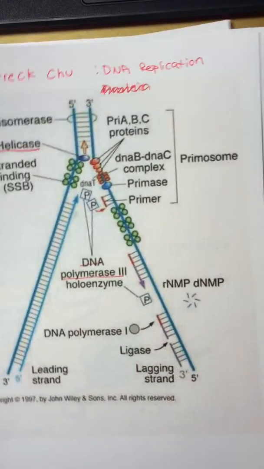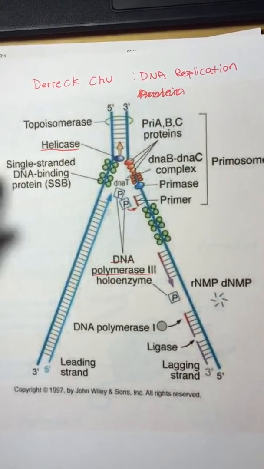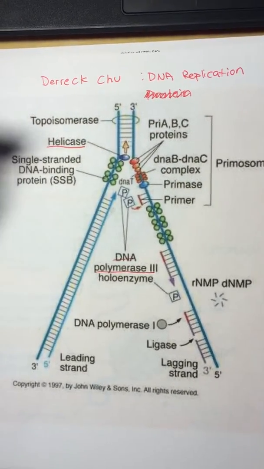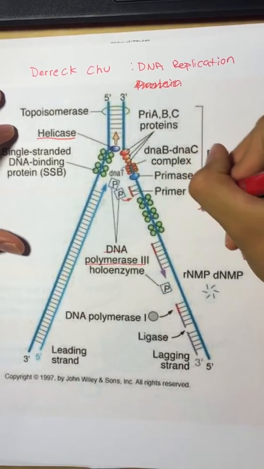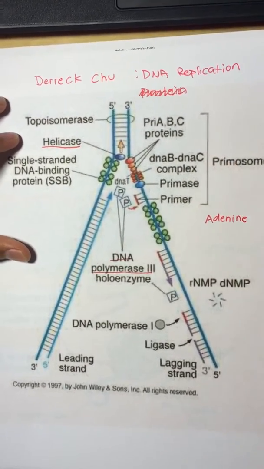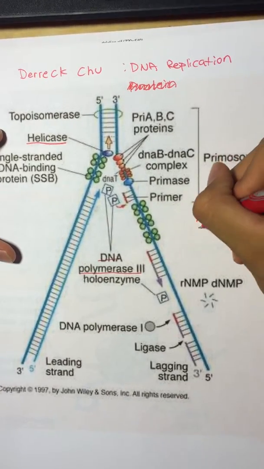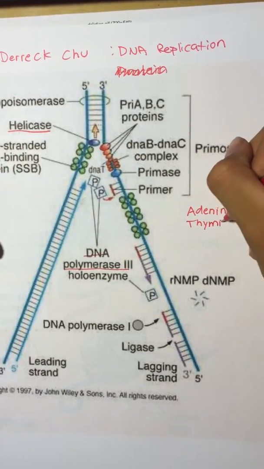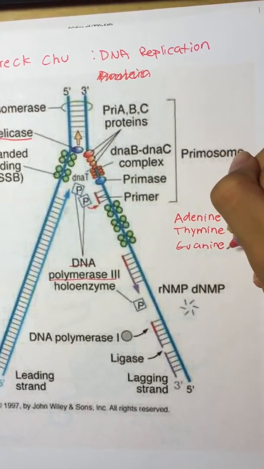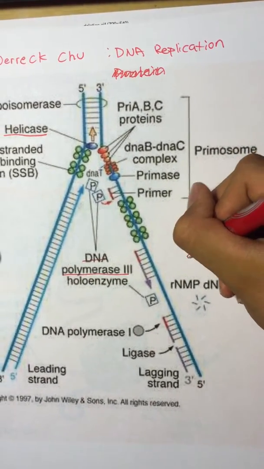So it reads the bases of the DNA and lays down the corresponding base. There are four bases: adenine, thymine, guanine, and cytosine.